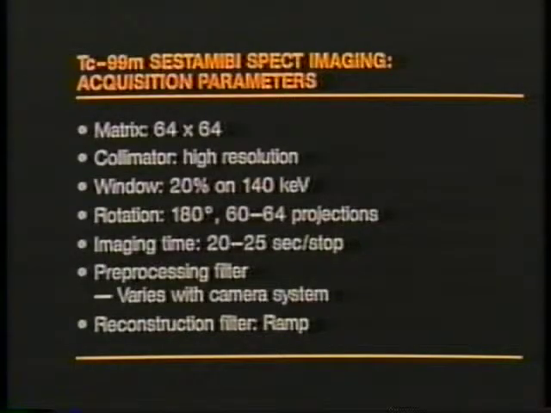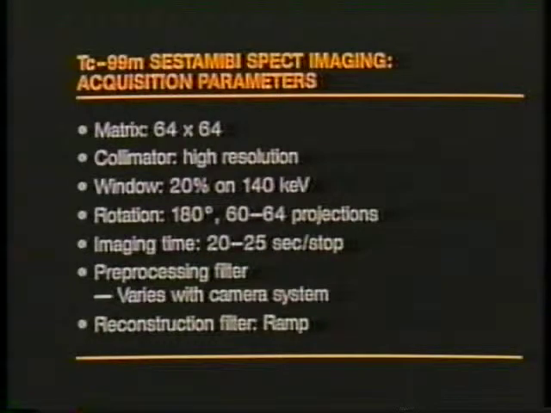Most reports today using SPECT with cardiolite have employed acquisition parameters that were optimized for thallium. To fully utilize the superior imaging characteristics of cardiolite, the acquisition and reconstruction parameters of SPECT imaging must be optimized for this agent. A 64 by 64 matrix provided the most effective configuration and excellent image quality.